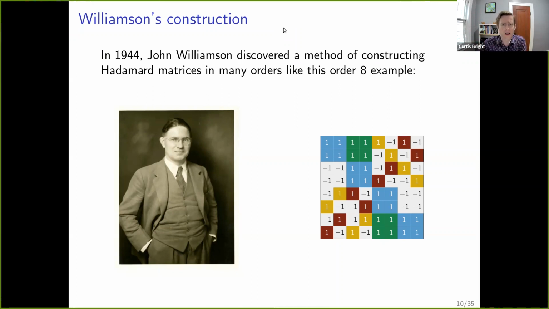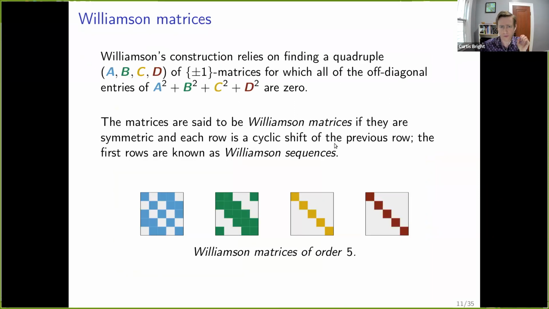So this all comes out of a paper written by this mathematician, John Williamson. Amazing paper in 1944. He comes up with this construction, right? And he basically puts these four smaller matrices together in such a way that when you put them together in this nice array, it comes out to a Hadamard matrix. So that was an 8x8 example that he showed, but let me give you the definition of Williamson matrices.